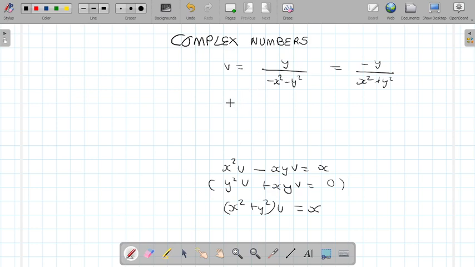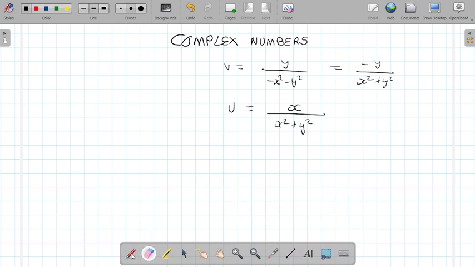And that will be u is equal to x over x squared plus y squared. Great. Now this means that z inverse, if you think of it as an ordered pair, is going to be (u, v), that is x over x squared plus y squared, comma, minus y over x squared plus y squared. Great. Now this is going to be your multiplicative inverse. Now this is the general expression, okay, works for any complex number.